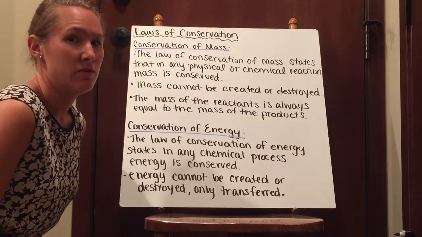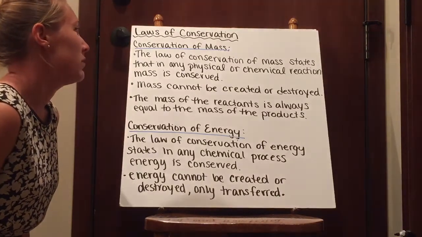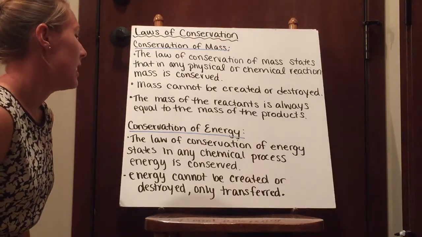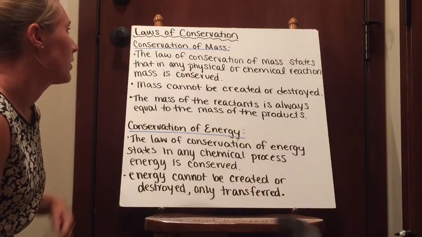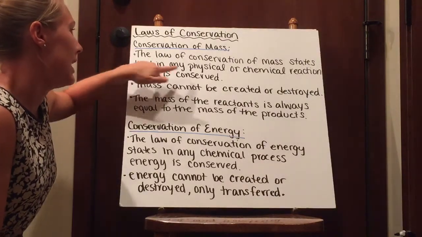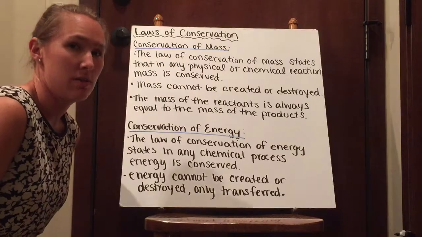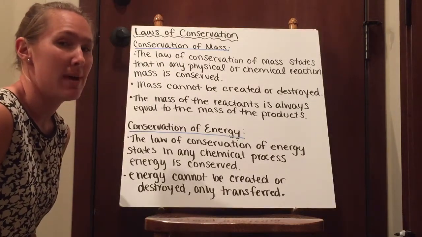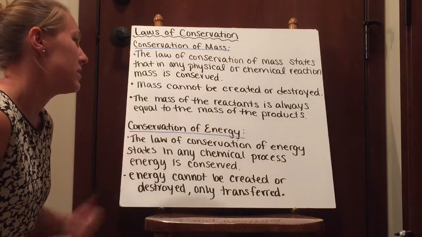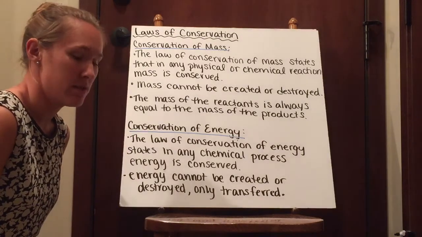This is on the laws of conservation. So we have two major laws of conservation: the law of conservation of mass and the law of conservation of energy. The law of conservation of mass states that in any physical or chemical reaction, mass is conserved. That means that mass cannot be created or destroyed. So the mass of the reactants is always equal to the mass of the products.